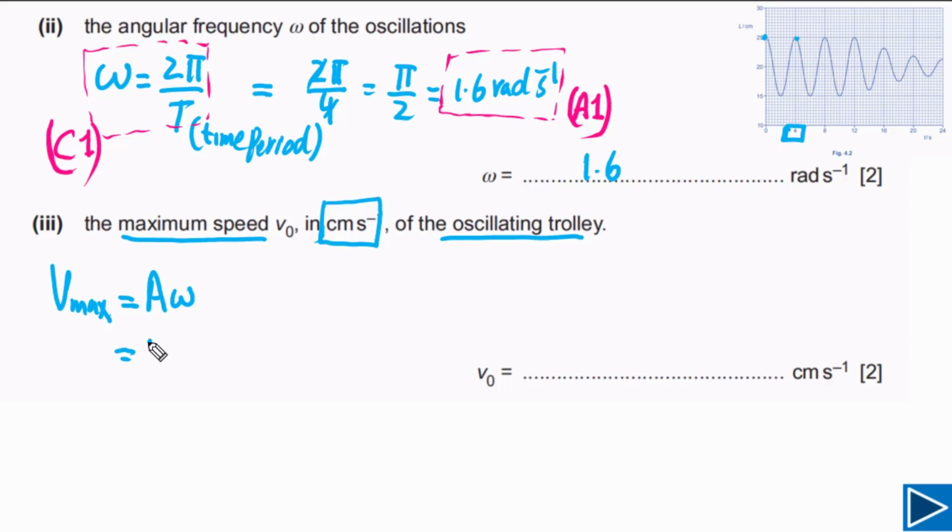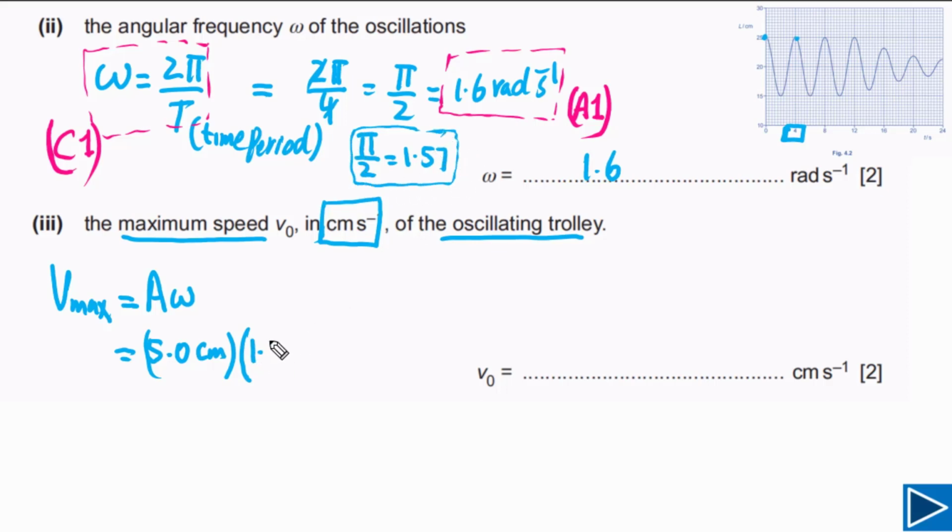A we have already calculated in part A1, that was equal to 5.0 centimeters. And the value of omega we have calculated here, but this value is up to 2 SF. This is not the exact value of pi by 2. If I divide pi by 2, the exact value will be 1.57.